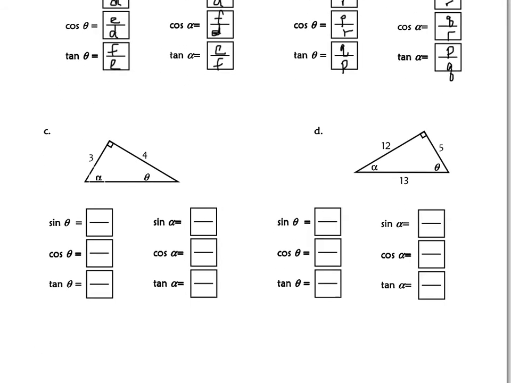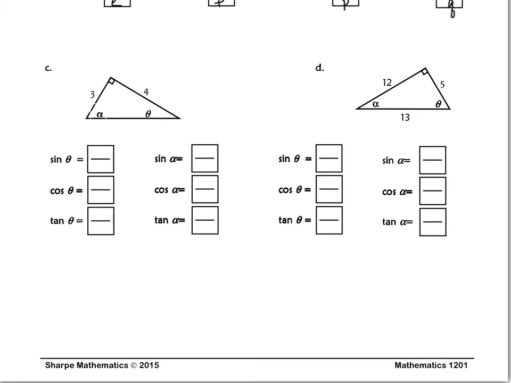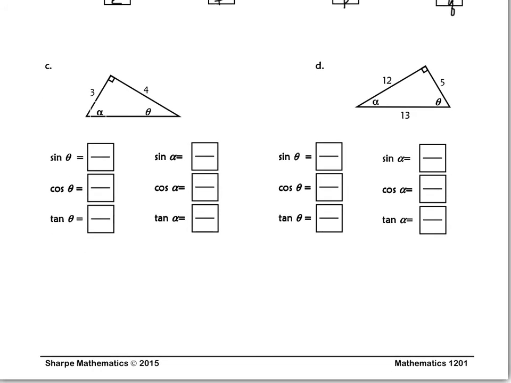And our next example, we have sine of theta. Opposite now would be this one, adjacent would be this one, and hypotenuse would be this one. So sine would be opposite over hypotenuse, would be 3 over... we don't have the hypotenuse, so we're going to have to figure that out.